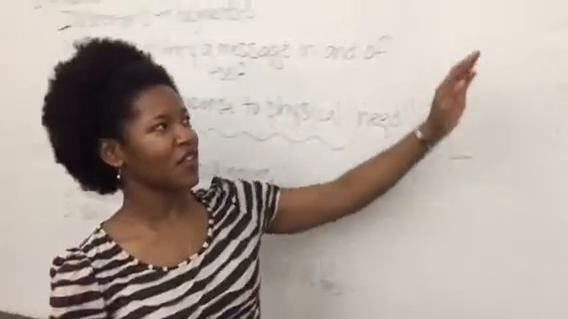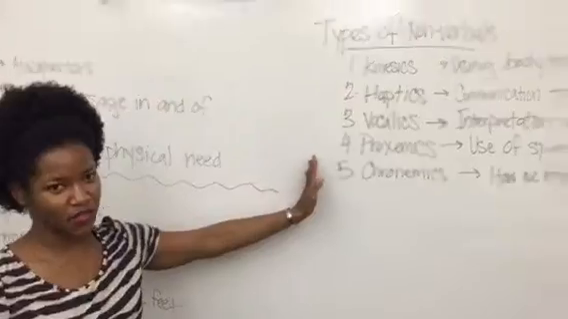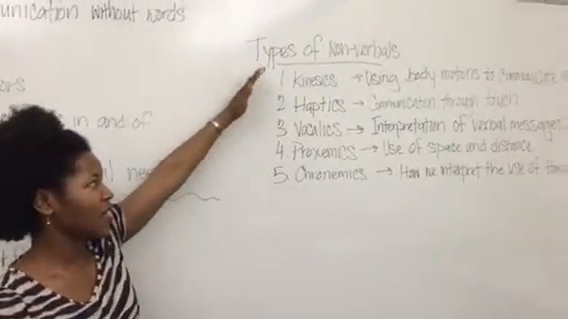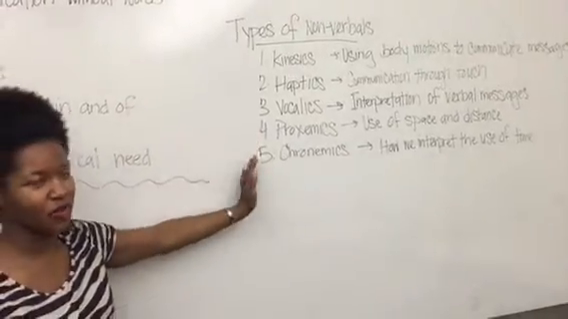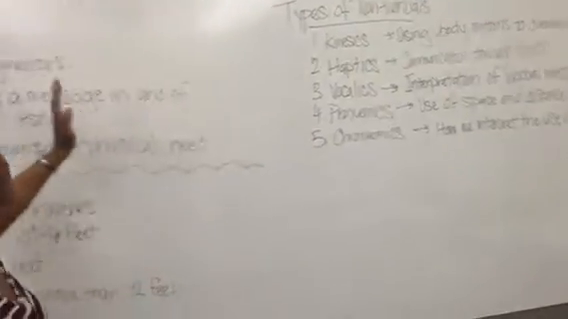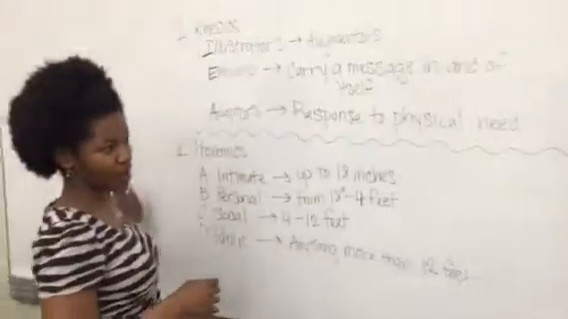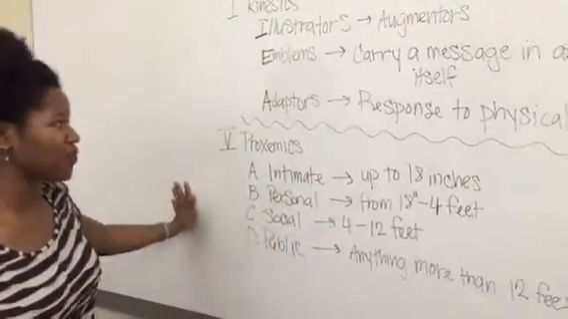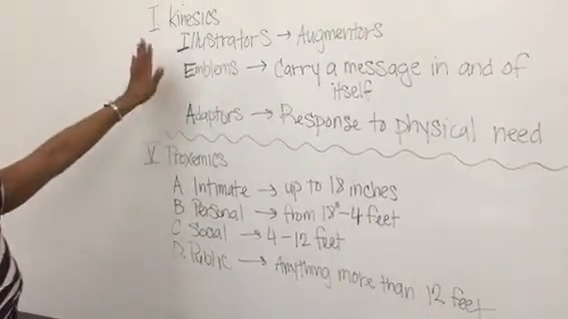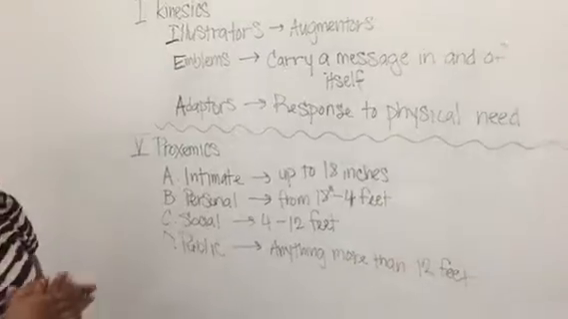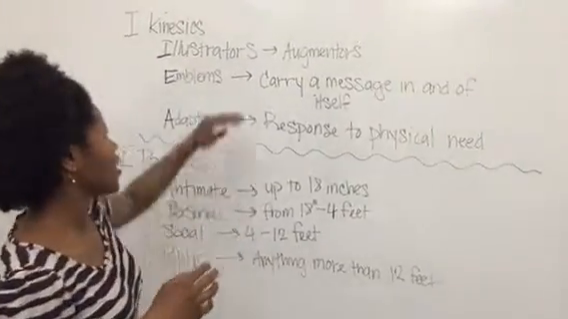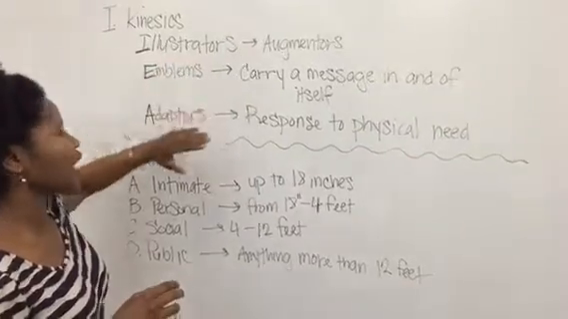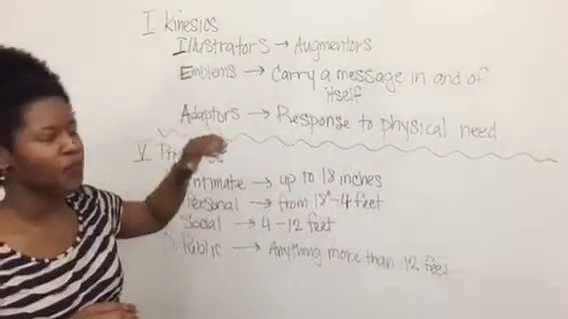We have glossed over the types of nonverbal communications: kinesics, haptics, vocalics, proxemics, and chronemics. We are going to break down 2 of them. The other 3 are more or less self-explanatory. We're going to start with kinesics. There are 3 different kinds of kinesic communications, okay? There are illustrators, emblems, and adapters.